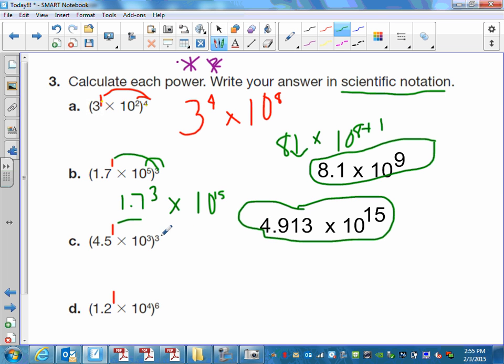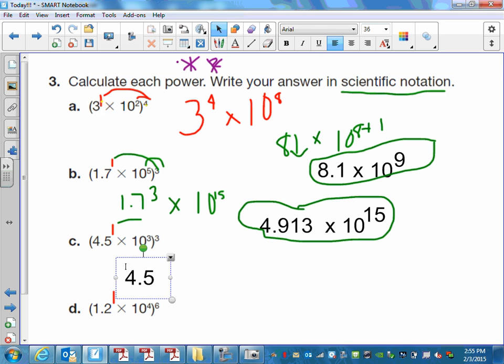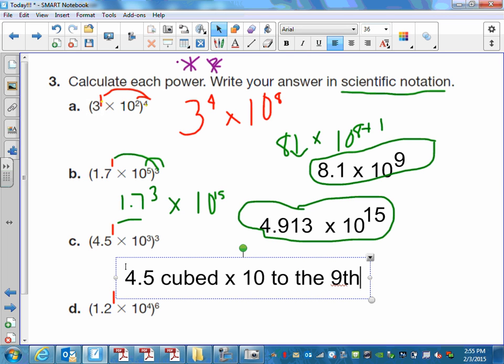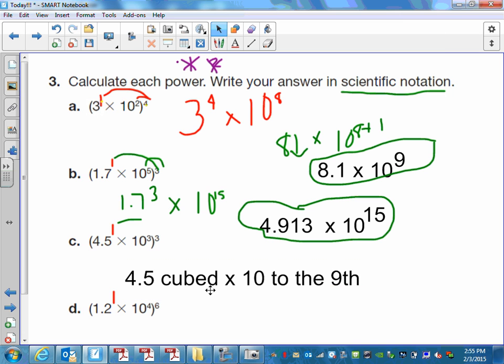Okay, with this one, you'll do 3 times 1, which is 3. So you'll have 4.5 cubed. I'm just writing it that way so I don't have to throw it up to the big exponent. Times 10 to the 9th. So 10 to a little 9 here. 3 times 3 is 9. Make sure you find 4.5 cubed. If that is not a perfect mantissa, change it.